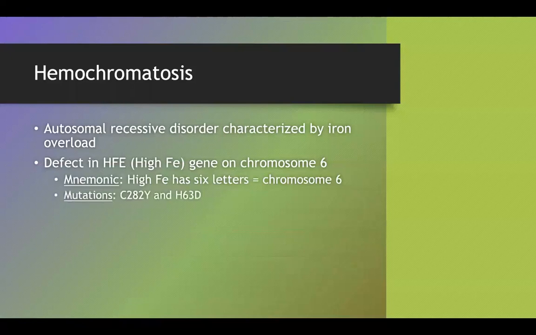Two mutations that are worth knowing, they do test this occasionally, are the C282Y and H63D mutations. I don't have a useful mnemonic for those. Those are just two mutations that you do have to keep in mind, though, for hemochromatosis. Also, occasionally, it's associated with this HLA-A3 subtype.